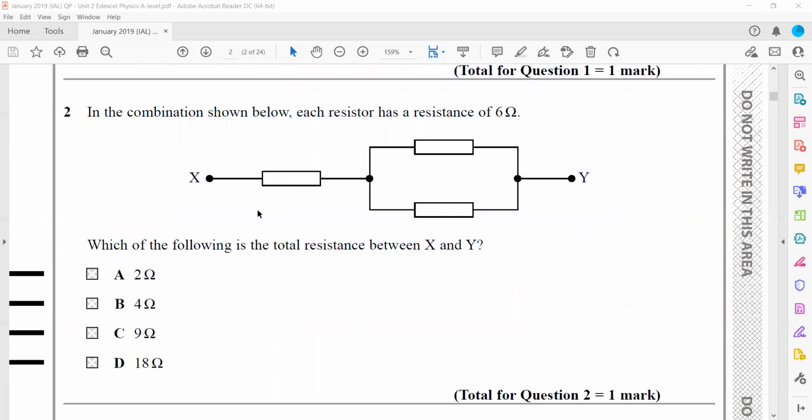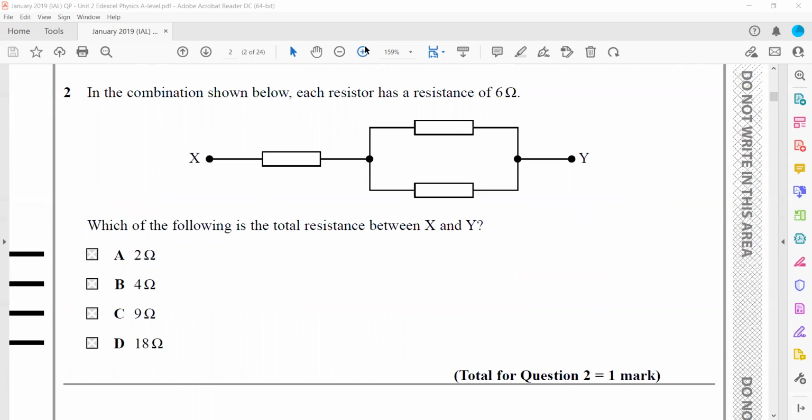In question 2, in the combination shown, each resistor is 6 ohm. Which of the following could be a total resistance between X and Y? This one is 6 ohm, this one is 6, this one is 6. First, the two are in parallel. If these two are in parallel, the resistance will be product divided by sum.